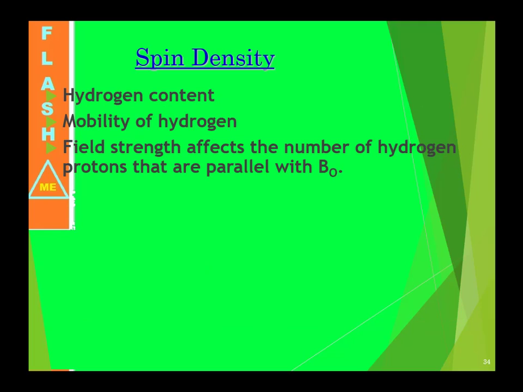Spin density, hydrogen content, mobility of hydrogen. Field strength affects the number of hydrogen protons that are parallel with B0.